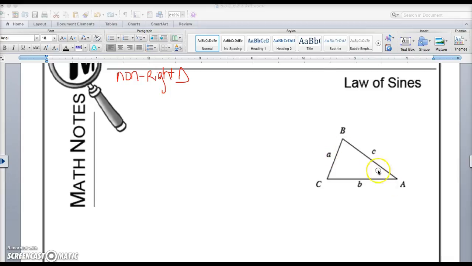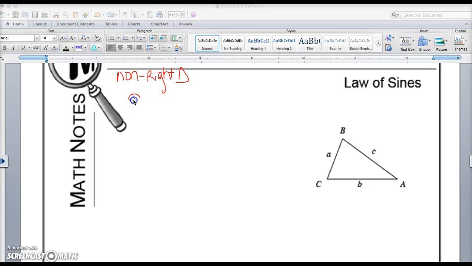Side a is opposite of angle A. Side c is opposite of angle C. Side b is opposite of angle B. And that is important for the formula. Now I'm going to give you the formula and talk to you about it, and then you're going to do the work in the book I have with already knowing about the formula.